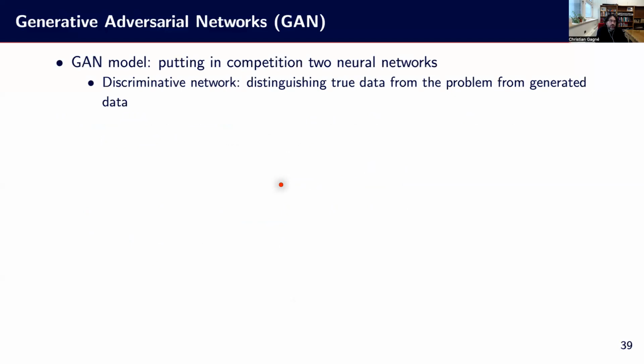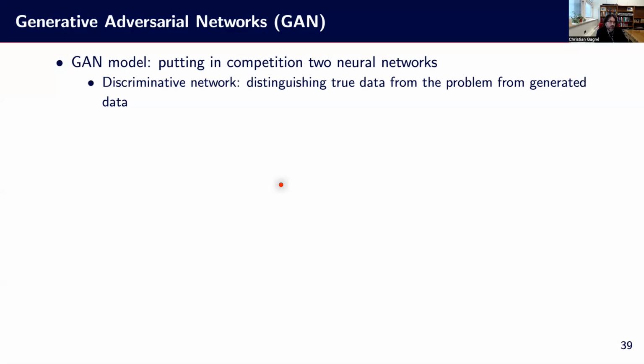There are also other adversarial approaches. The most known one is probably the GANs, the generative adversarial networks. So the idea of GANs is in fact to put into competition two neural networks. So we say we have two neural networks. They are adversarial in the sense that they are in a game.